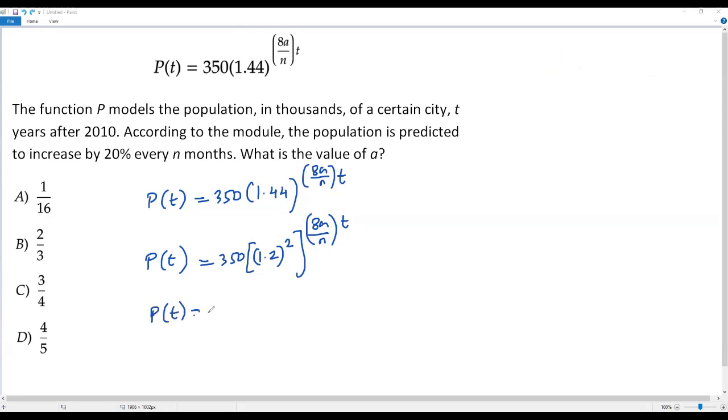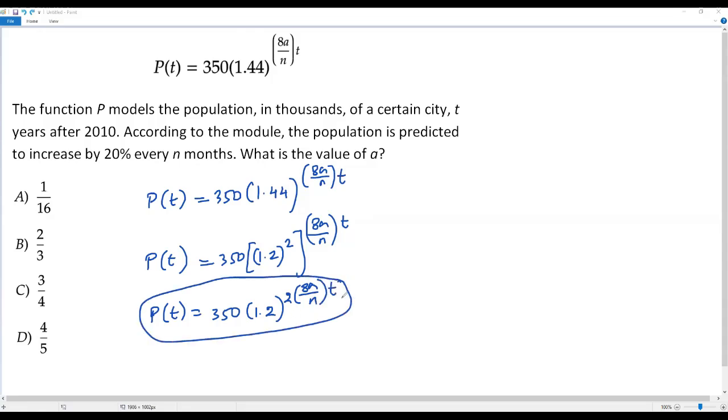P of t equals 350 times. Now we can multiply the two exponents. So according to the power of a power rule in exponents, we get 1.2 to the power of 2 times 8a over n times t. Okay, in the given exponential growth function, there are two variables which represent time. One is n and the other one is t. Actually, t is in years and n is in months.